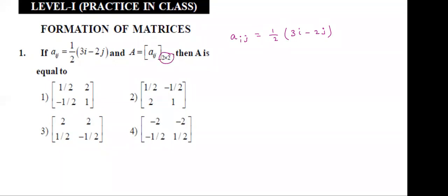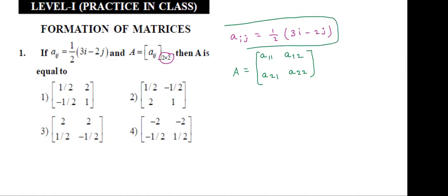A 2 by 2 matrix we can write like this: A11, A12, A21, A22. A11 means first row, first column element. A21 means second row, first column element. Okay, this is the matrix A. But here, a small condition is given. By using this condition, I am going to find A11.